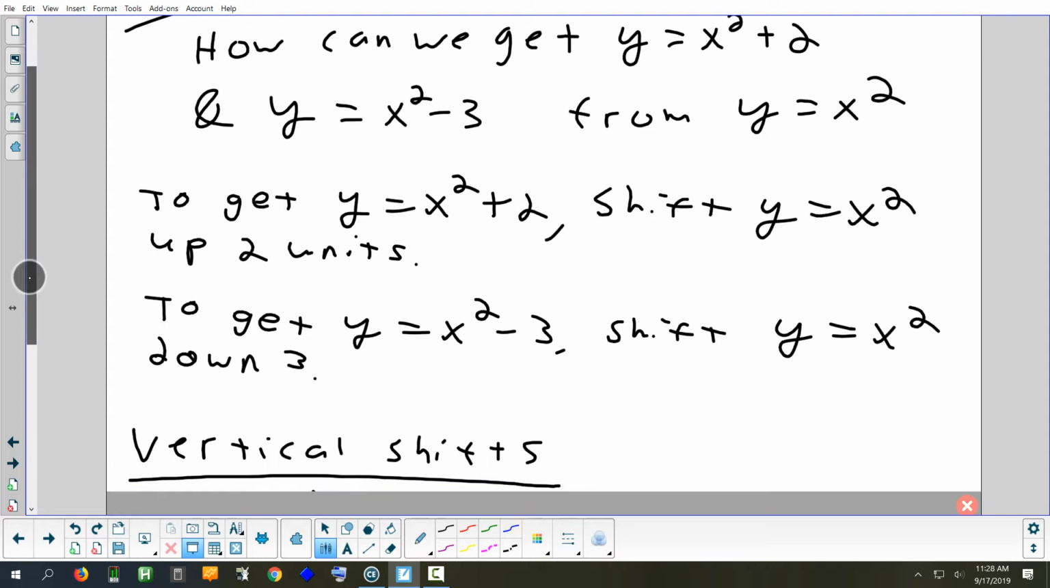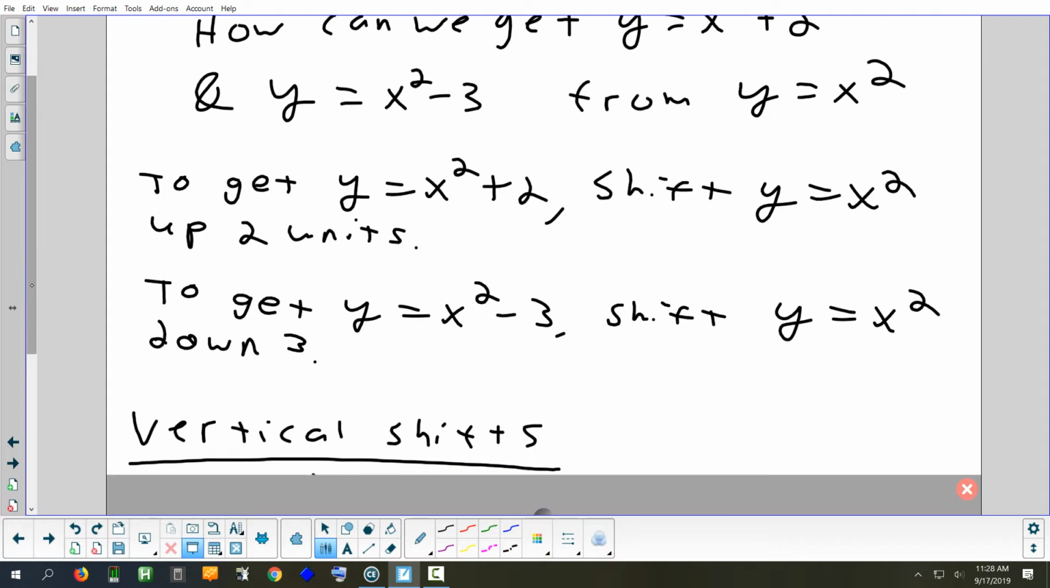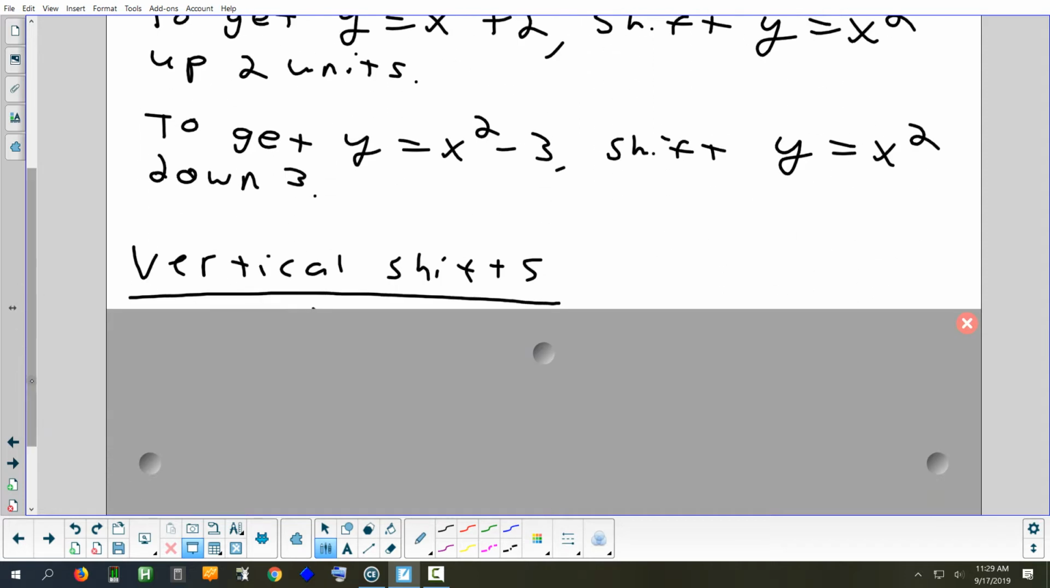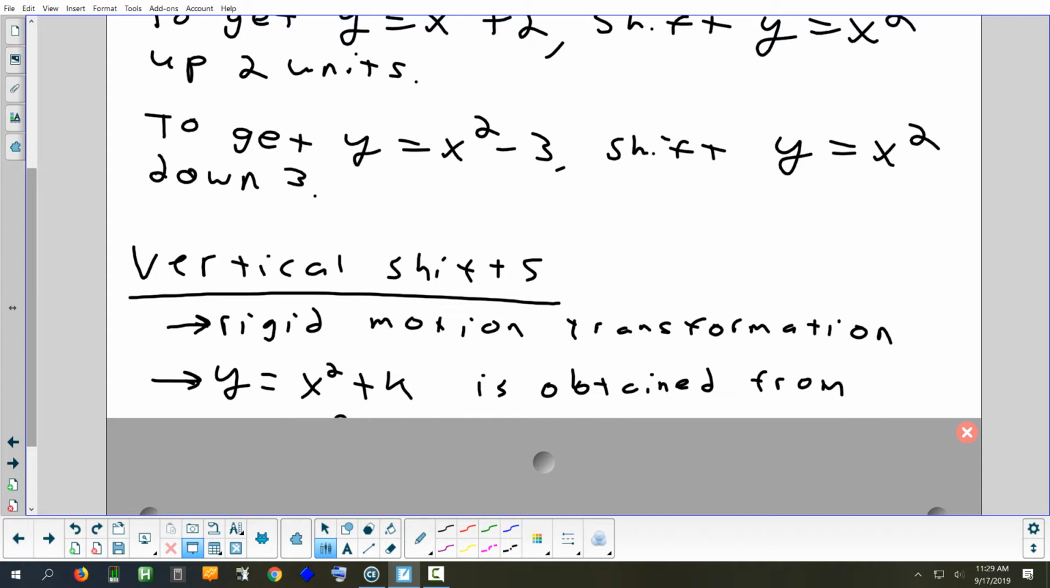Okay. So what we just did is examples of vertical shifts. Notice the operation you did and where you did it. You did adding and subtracting, and you did it on the end of the function. That's what causes a vertical shift. So as I said before, these are rigid motion transformations. Rigid motion means you don't distort anything. You just move something.